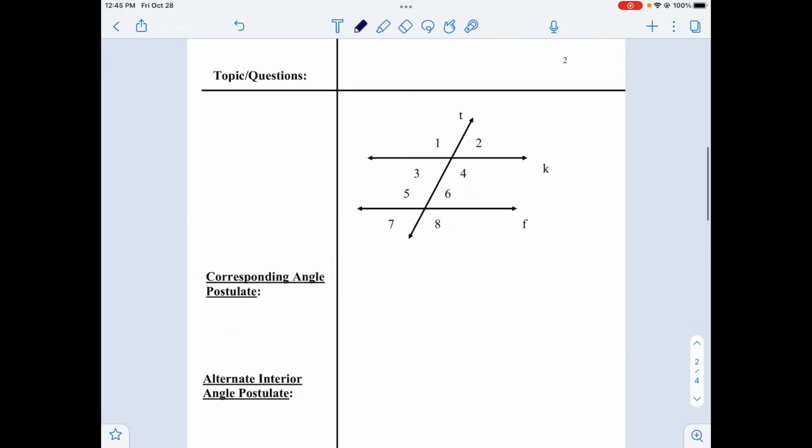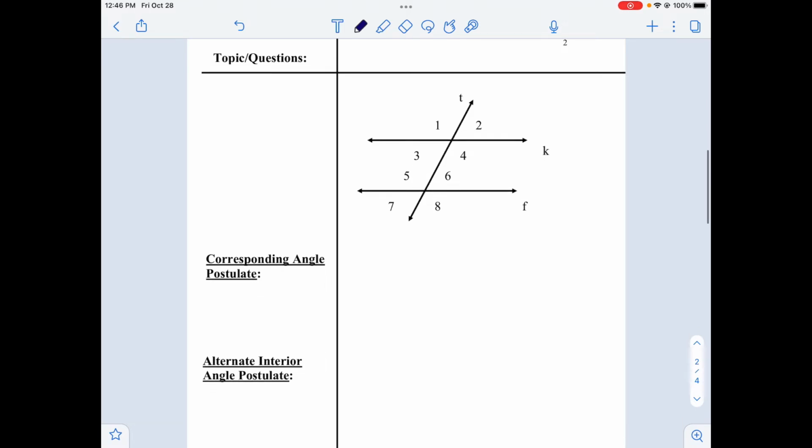All right, so here we're talking about our postulates, or our rules or laws that help. And when we first start, we have to make a statement of what is true, what is given, before we talk about our laws or our postulates. So in this case, we're going to let F be parallel to K, which they are here and here, and T, which is here, be a transversal.